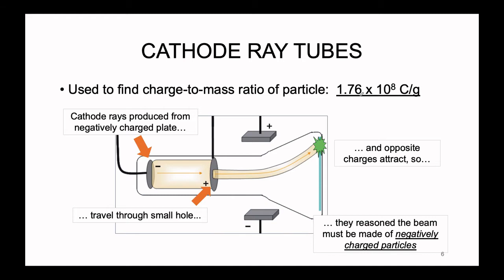All right, so what was their experiment? How did they find this particle? How did they find out that beta rays are made up of a particle that are less massive than hydrogen, which was the least massive atom known at the time?